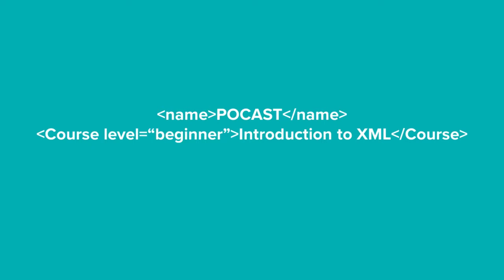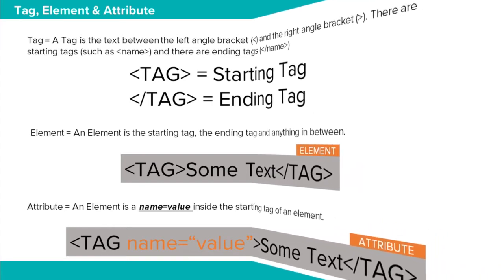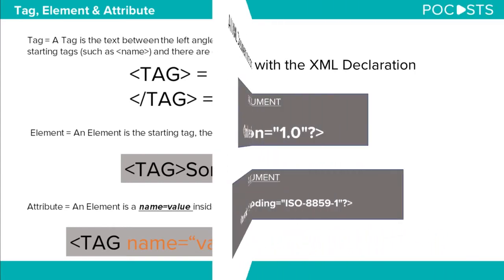Level is an attribute for course, and level has a value called beginner, which we can also say as course has a level attribute with a value of beginner, and course has a value called introduction to XML. So that's how you actually define the whole XML. That's how you read the XML. Now let's look at how we structure the XML.